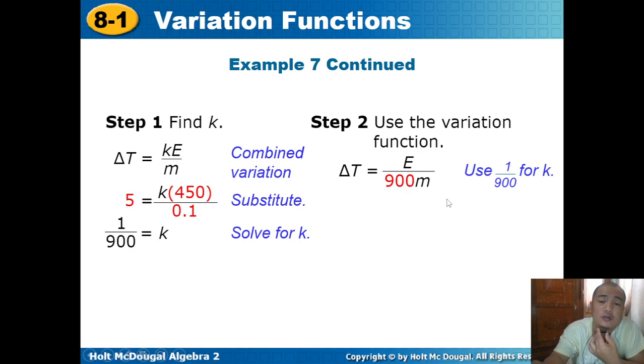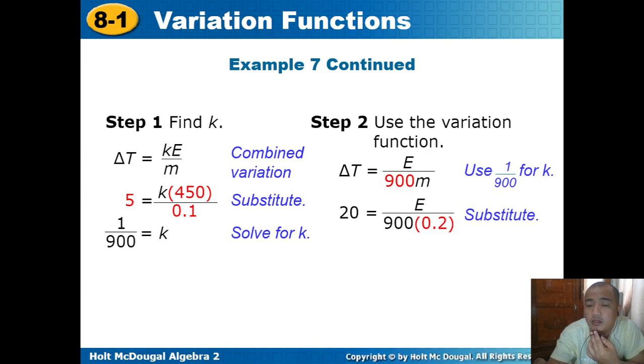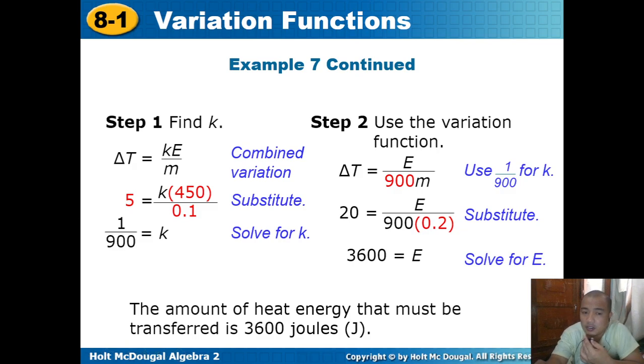Now there's a question. Find the energy when the temperature is 20 degrees, with a mass of 0.2. Let's substitute in the equation of variation. Solving for E, just multiply 900, 0.2 and 20. That will be the answer, 3600. So the amount of heat energy that must be transferred is 3600 joules.